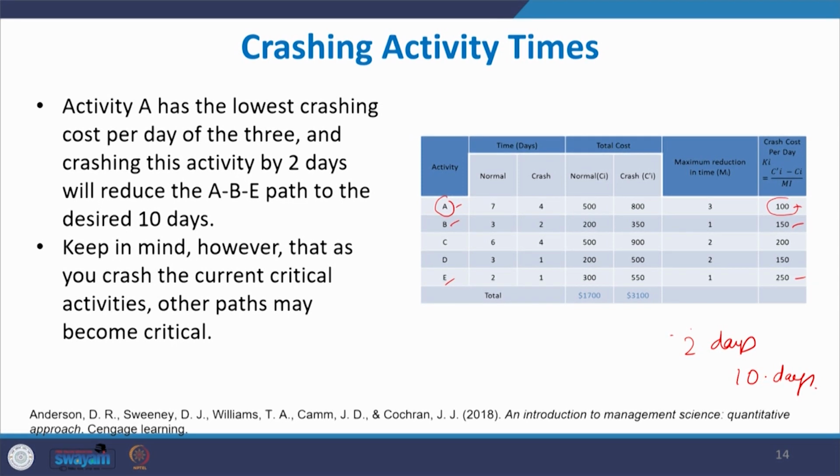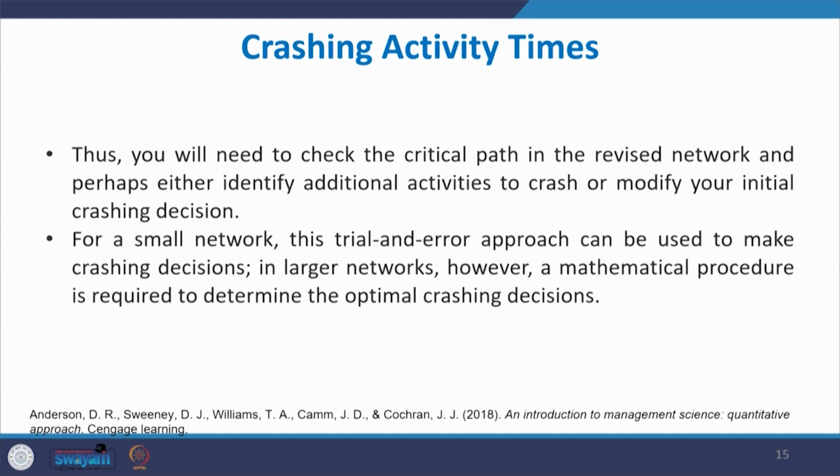Keep in mind, however, that as you crash the current critical activities, the other path may become critical. So, what will happen when you crash this, another path which is non-critical may also become a critical path. Thus, you will need to check the critical path in the revised network and perhaps either identify additional activities to crash or modify your initial crashing decision.